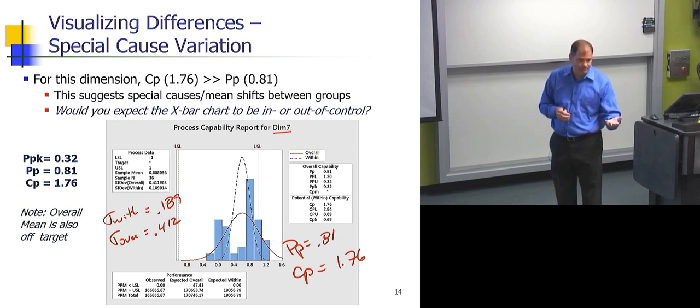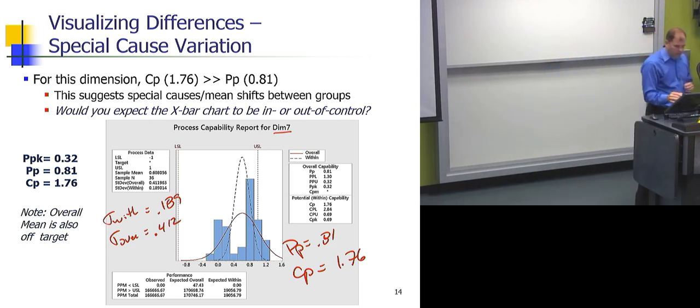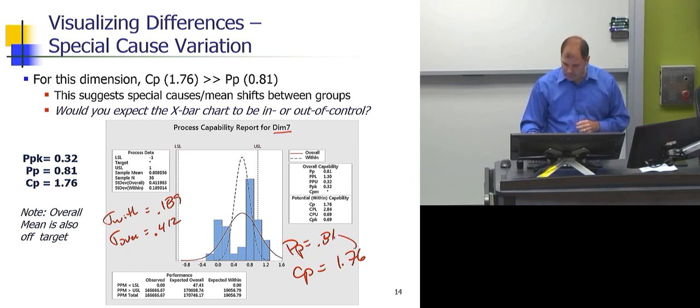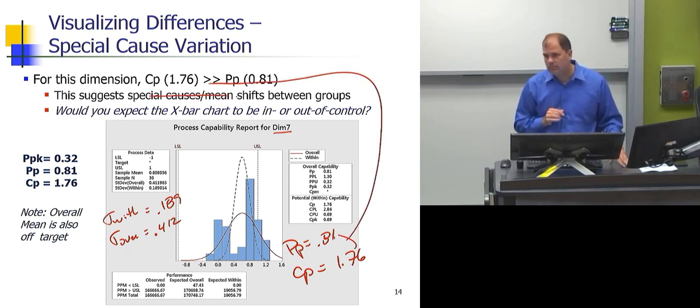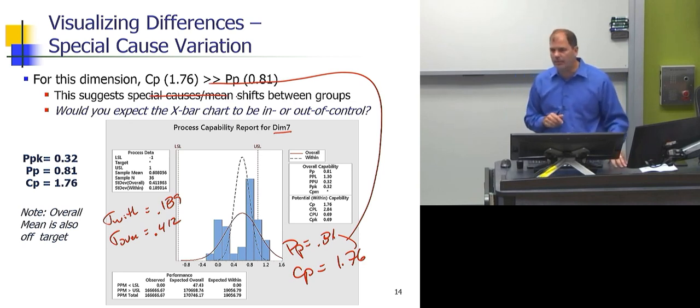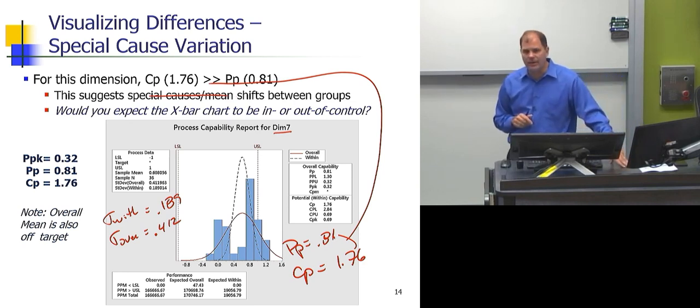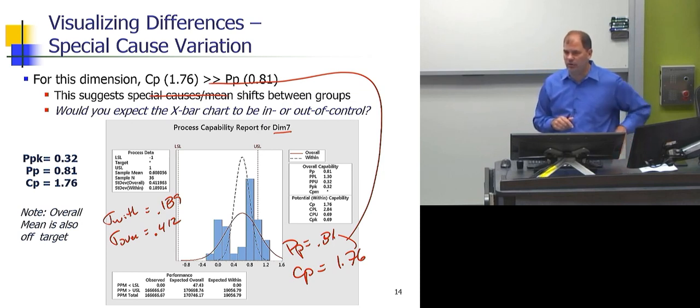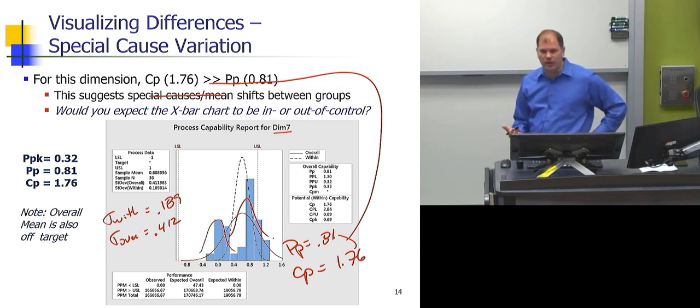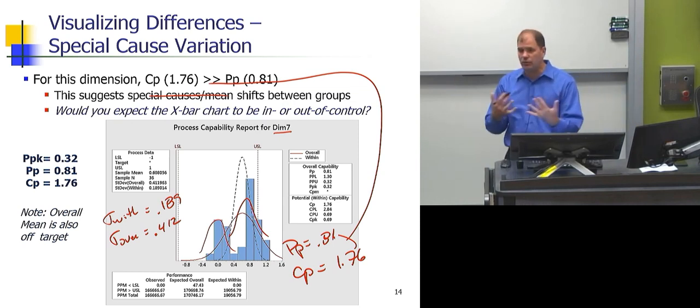PP is not above, probably because of special causes. When you see a gap between them, you have special causes. Even if I just look at that histogram, what do I observe? What do we call this? Bimodal. If you have a bimodal distribution, we expect to have some special cause explaining the bimodal distribution.